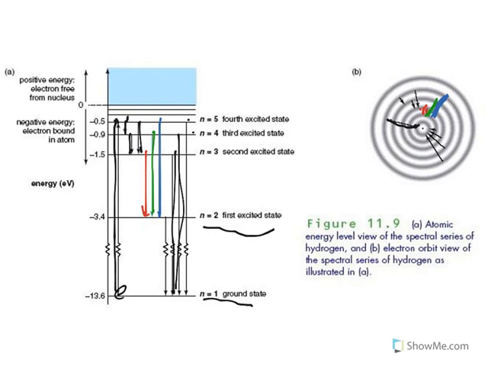Of course, if it ends up in any way at the second excited state and then drops down, depending on what pathway it takes, you can get different energies for the electron.